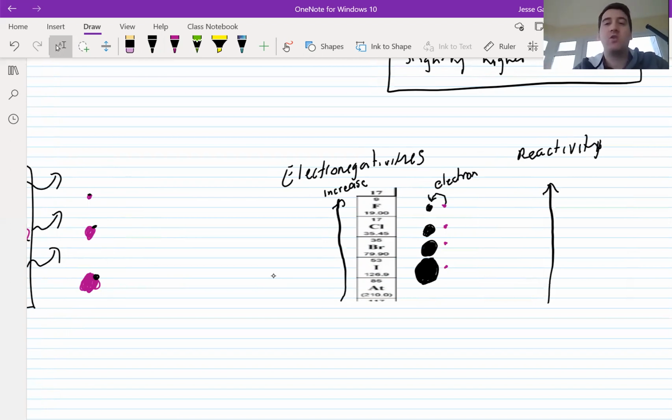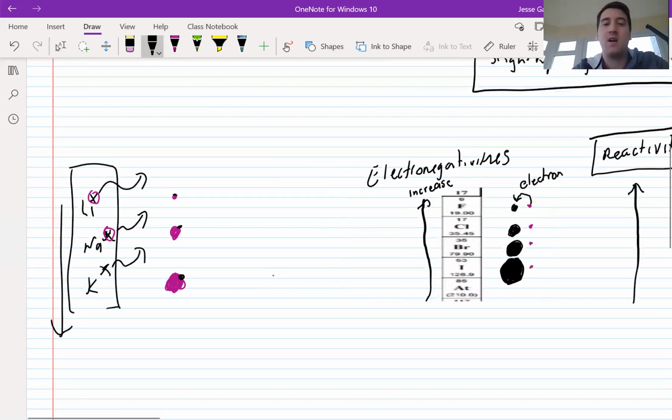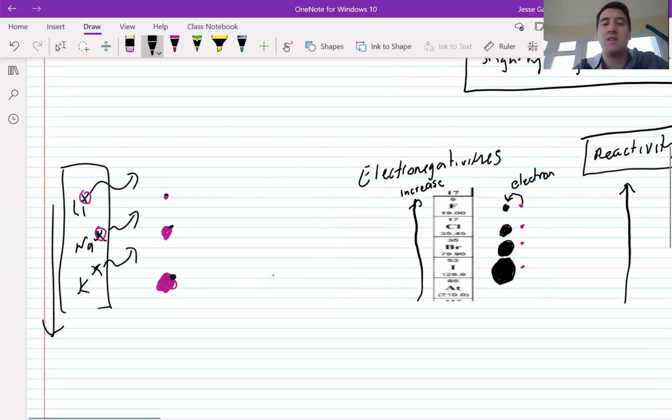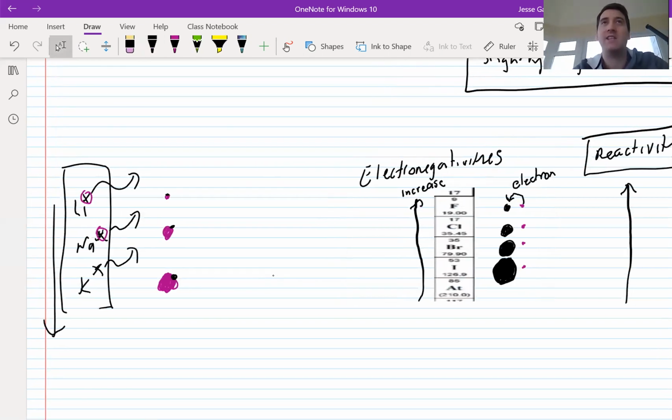So I just want to make sure that we remember and we're very clear on the fact that the reactivity of the halogens is the opposite to what happened for the alkali metals. The alkali metals are more reactive when the atoms get bigger and they can more easily lose an electron.